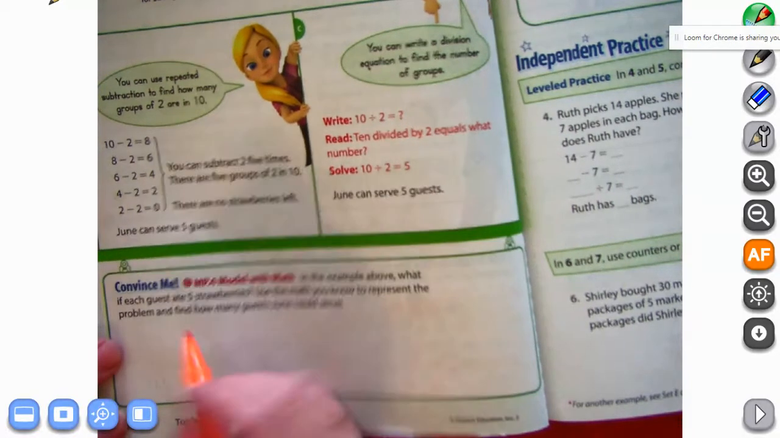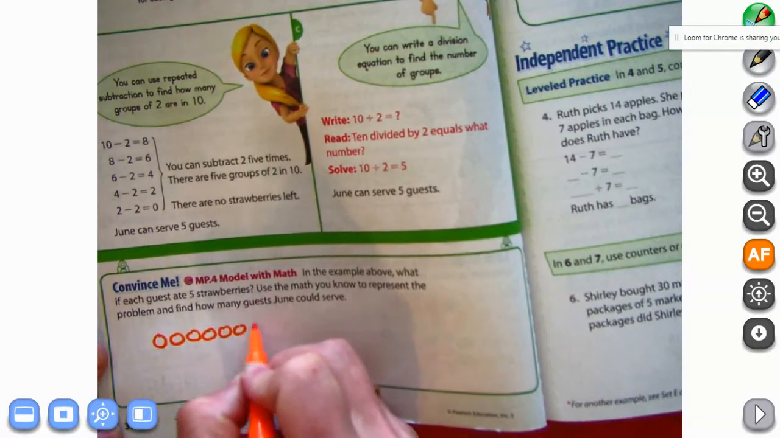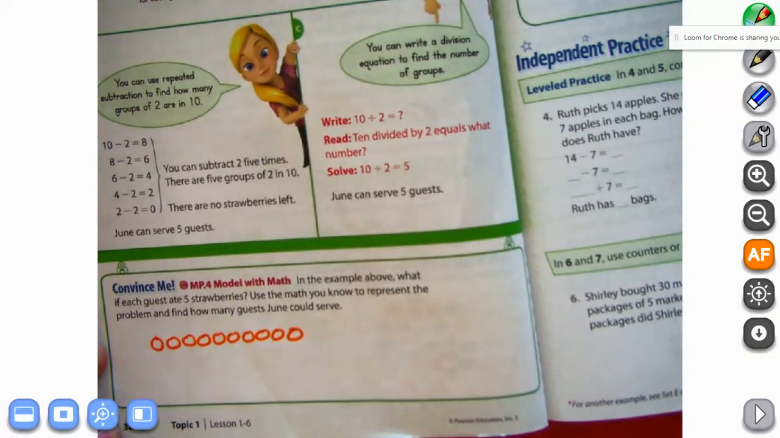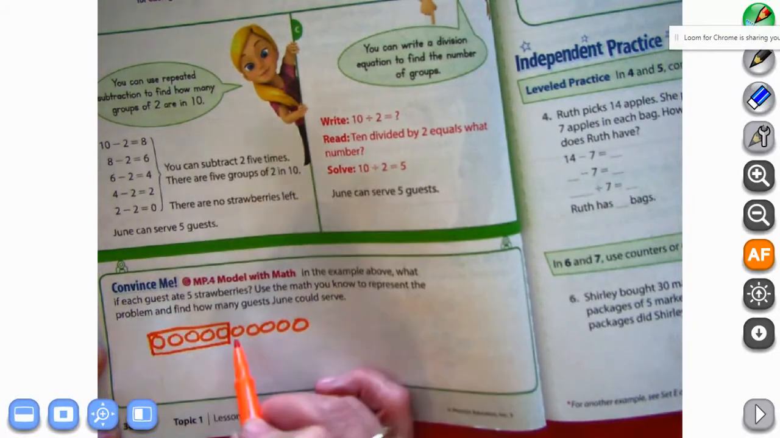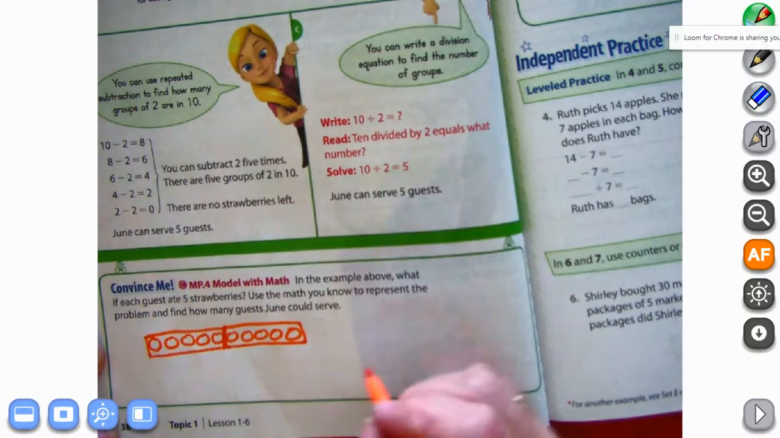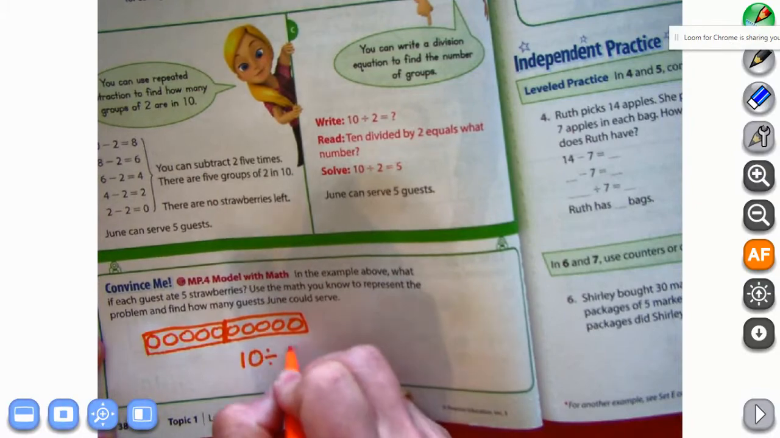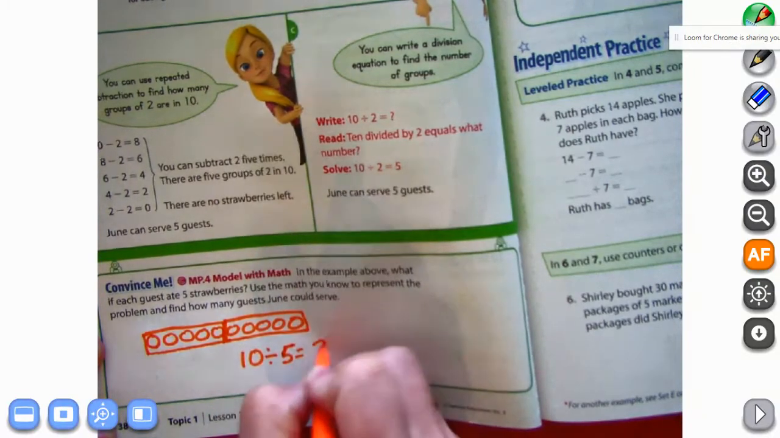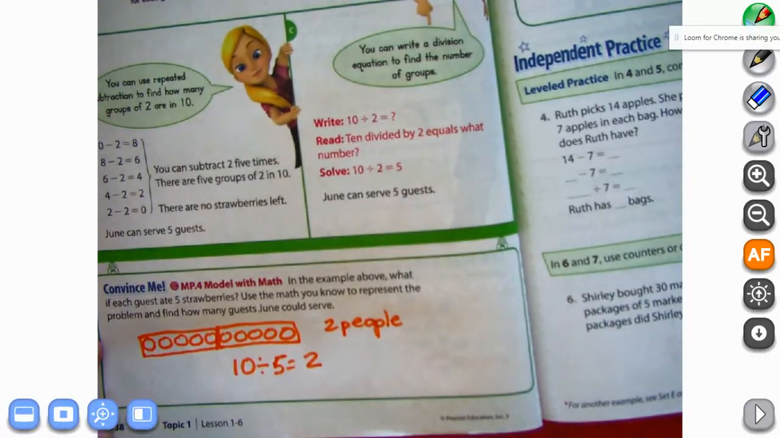Okay, so let's do our circles. We have 10 circles, and we're going to do groups of 5. So 1, 2, 3, 4, 5. 1, 2, 3, 4, 5. So how many guests can she serve if they get 5? This will be 10 divided by 5 equals 2. 2 people. Okay, go ahead and pause if you need to so that you can get this written down in your book.